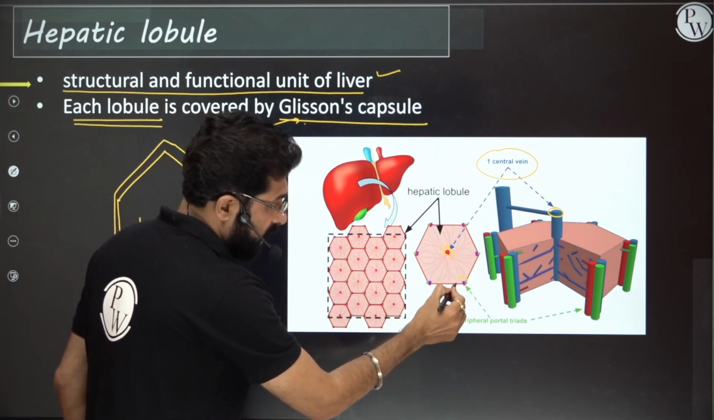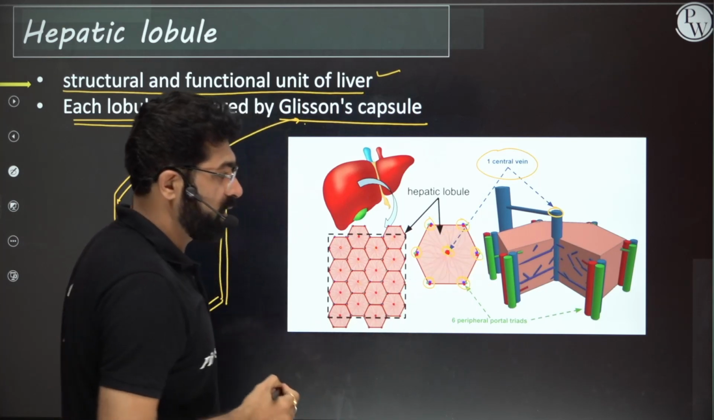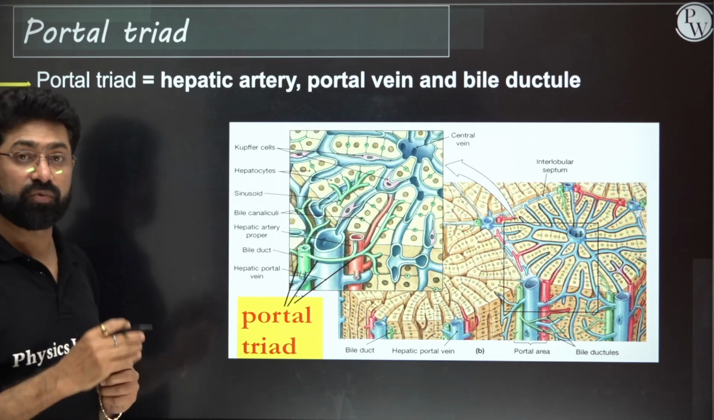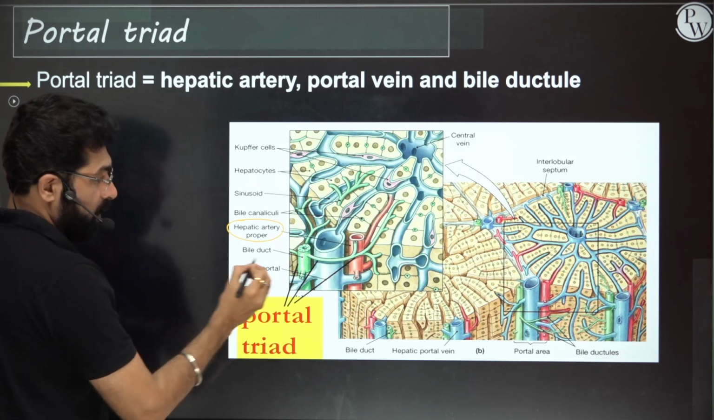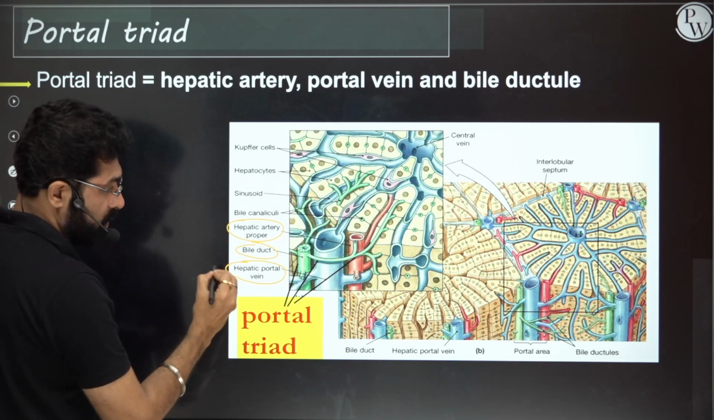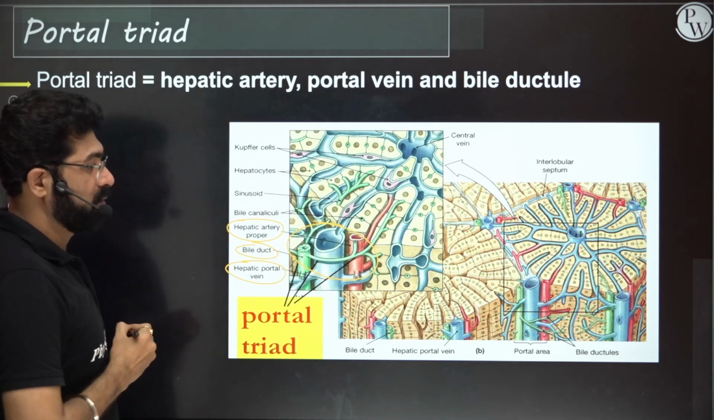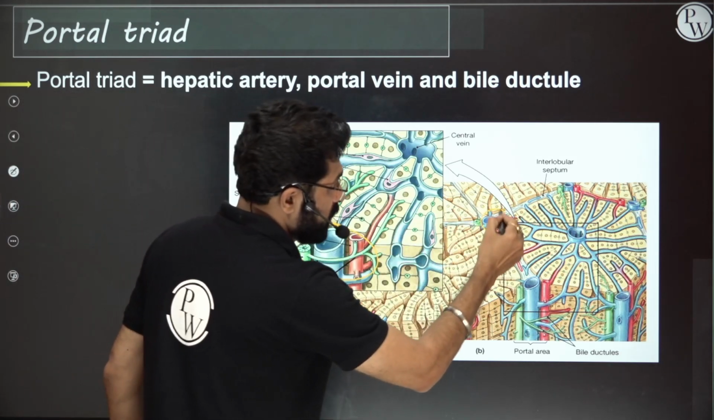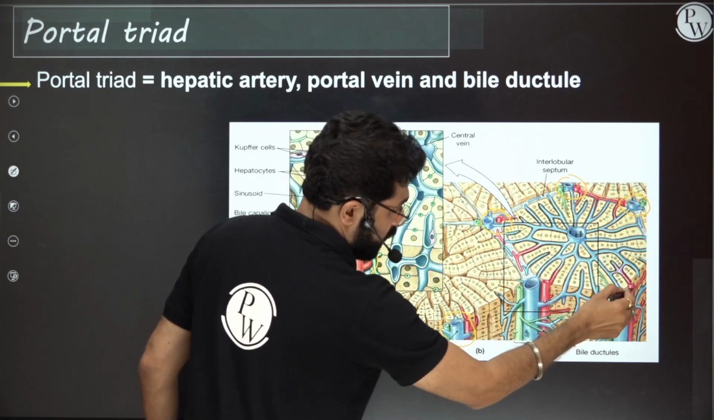You can see the portal triads also on each and every corner of this hepatic lobule. So what does this portal triad contain? Let's see. Portal triad contains one branch of the hepatic artery, one branch of the bile duct, and one branch of the hepatic portal vein. So these three together are forming the hepatic portal triad.